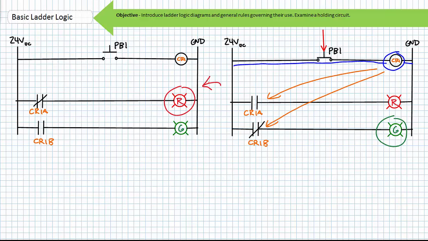If an operator were to release the momentary normally open push button 1, the spring return returns it to its natural deactivated normally open state. The CR1 coil de-energizes and the associated contacts return to their deactivated state. The normally closed side of CR1A closes, the normally open side of CR1B opens. The red lamp is on, the green lamp is off. We return to the natural start state.